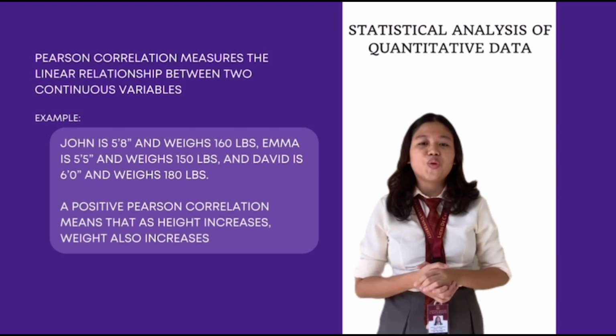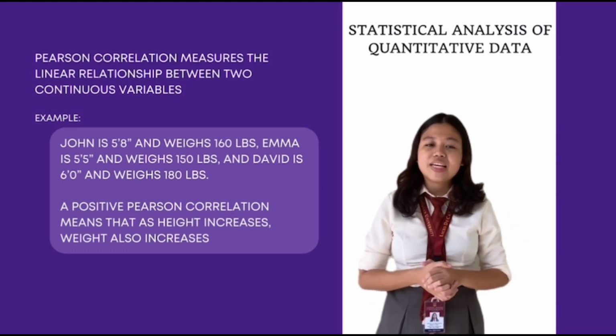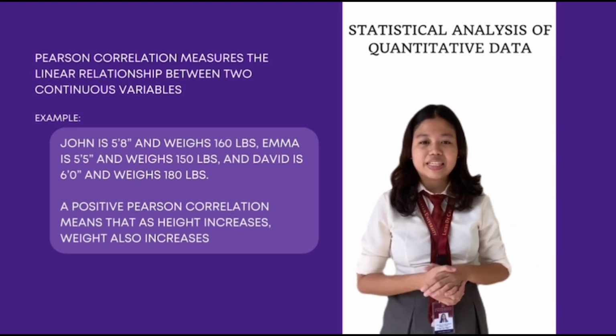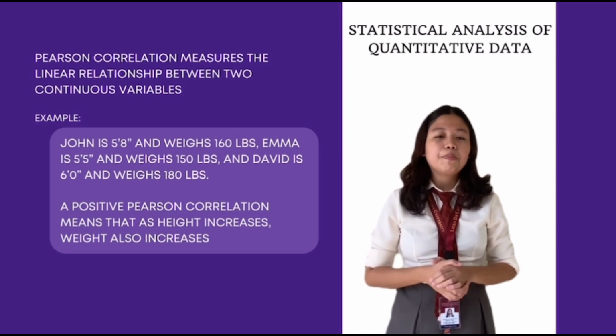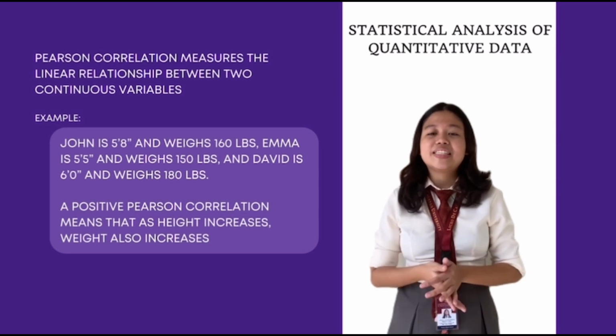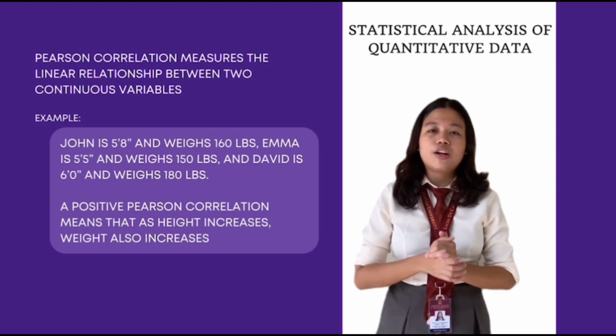John is 5'8" and weighs 160 pounds, Emma is 5'5" and weighs 150 pounds, and David is 6 foot and weighs 180 pounds. A positive Pearson correlation means that as height increases, weight also increases.